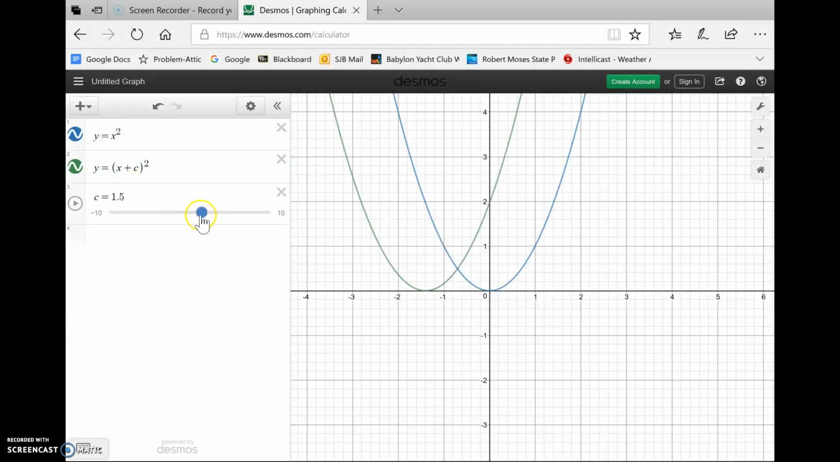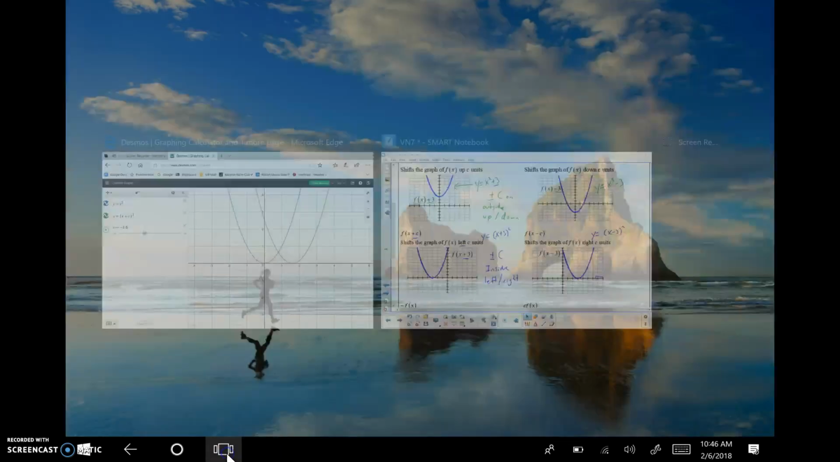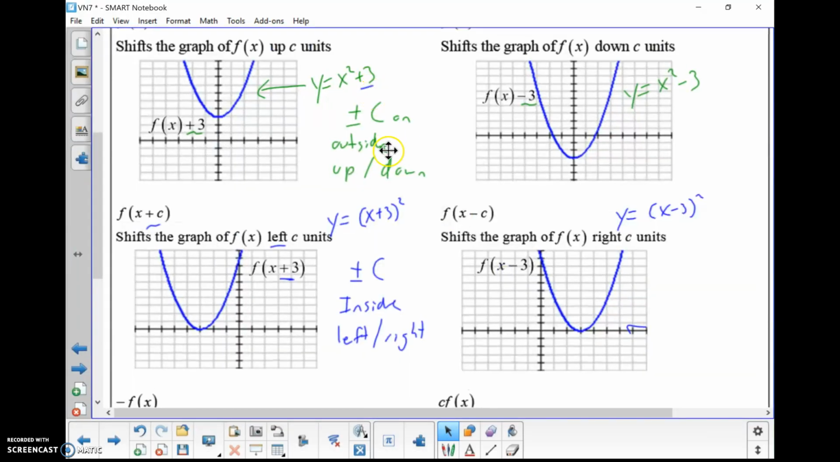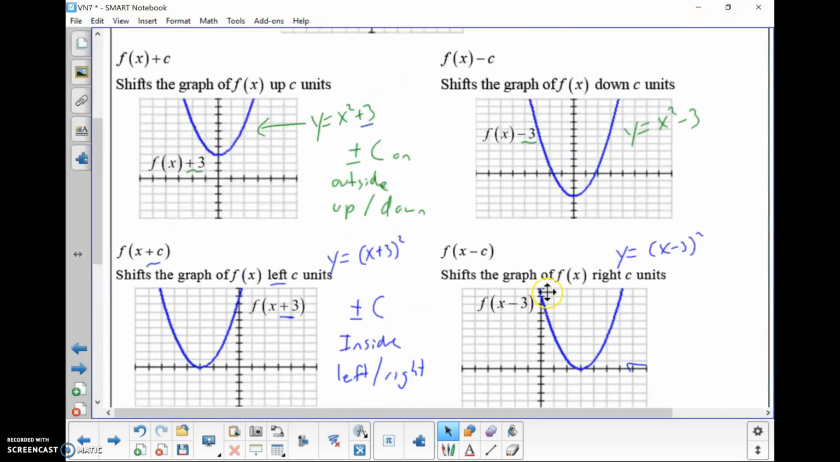And as I move to the positives, it goes left. As I move to the negatives, it goes right. So it's a little bit of the opposite of what you would guess. When you're doing the vertical shifts up, down, plus is up, minus is down. But inside, plus is left, minus is right. And so those are your translations, your side to side, up, down.